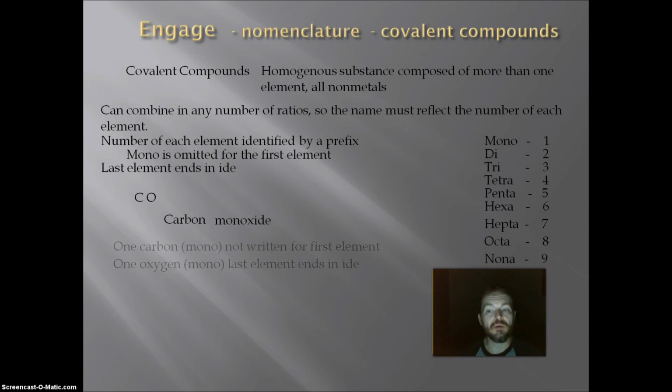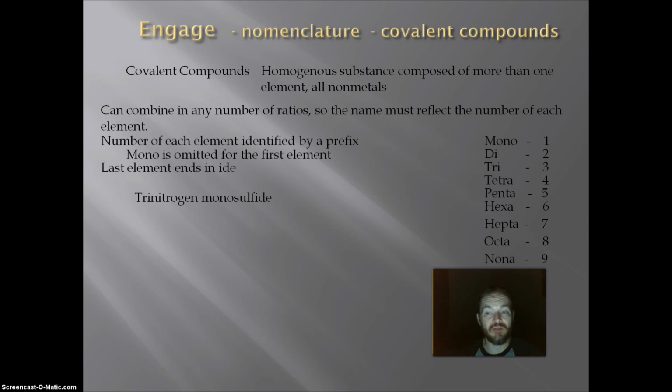We can also try to figure out formulas from names, if we have them. So if I was given the name trinitrogen monosulfide, the trinitrogen means there are 3 nitrogens, so I'd write an N with a subscript 3. The monosulfide means there is 1 sulfur, so I would write an S with no subscript because there is an implied 1. So the formula for trinitrogen monosulfide would be N3S.